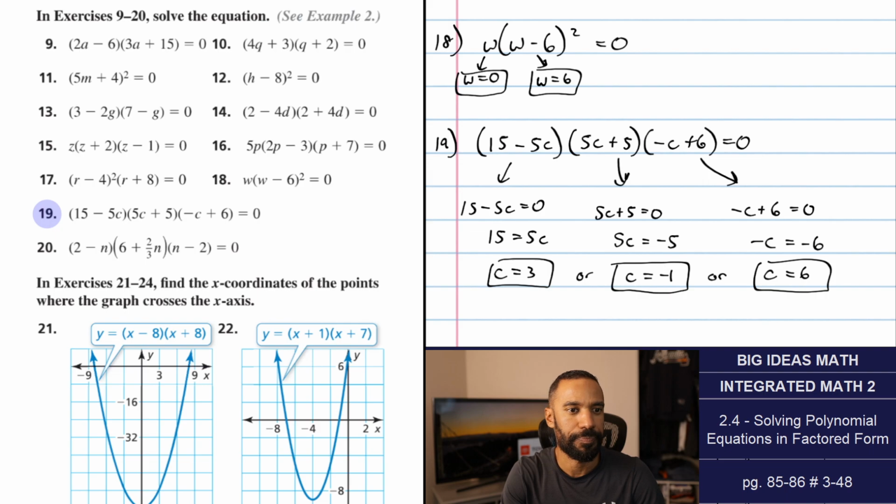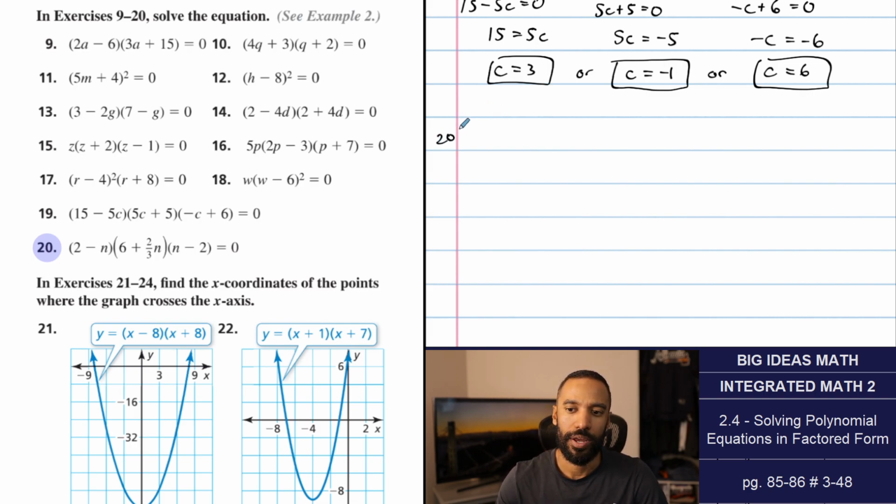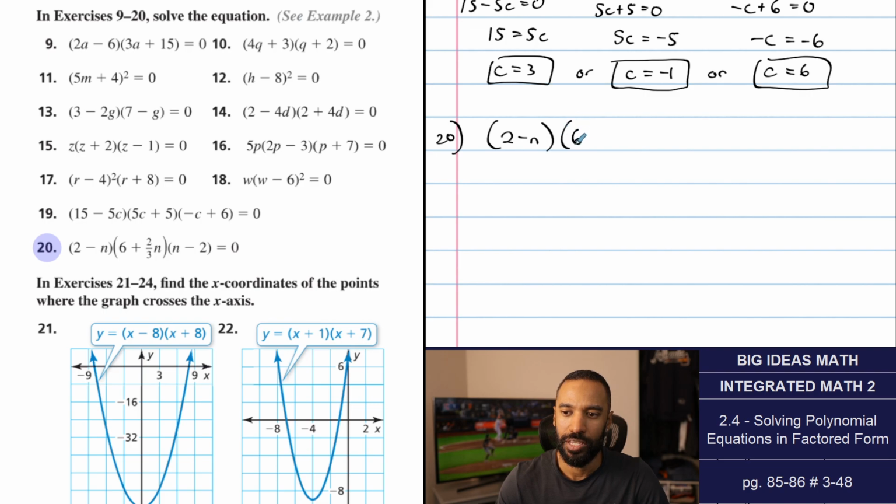That is number 19. Number 20, they give us a fraction in one of the sets here. Let's make sure we know how to solve with a fraction. So on number 20, we have 2 minus n times 6 plus 2/3 n times n minus 2 equals 0. I think I'm good on this last one, I should say.